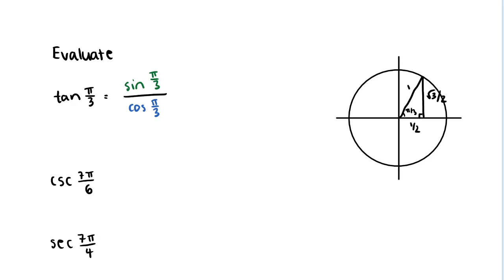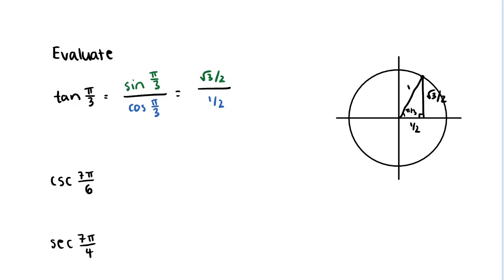And so sine of pi over 3, well, it's that long leg length. It's that y-coordinate of that point, which we can see as the long leg length. That's the square root of 3 over 2. And then cosine is that short leg length. It's that horizontal coordinate of that point on the unit circle there. And it's 1/2.